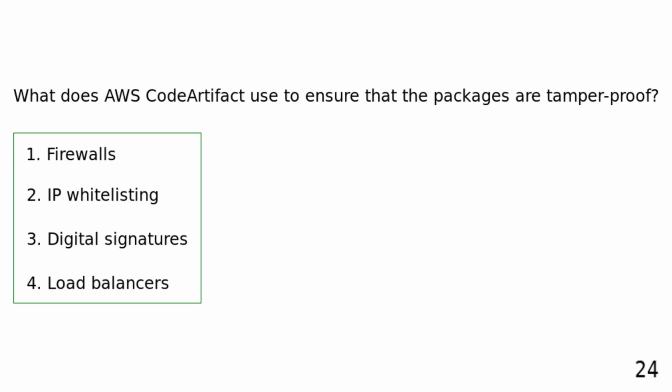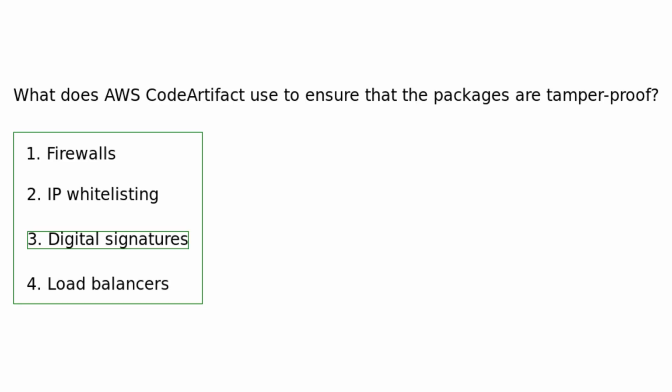What does AWS CodeArtifact use to ensure that the packages are tamper-proof? Firewalls. IP whitelisting. Digital signatures. Load balancers. AWS CodeArtifact uses digital signatures to ensure that packages are tamper-proof and have not been altered since they were published.